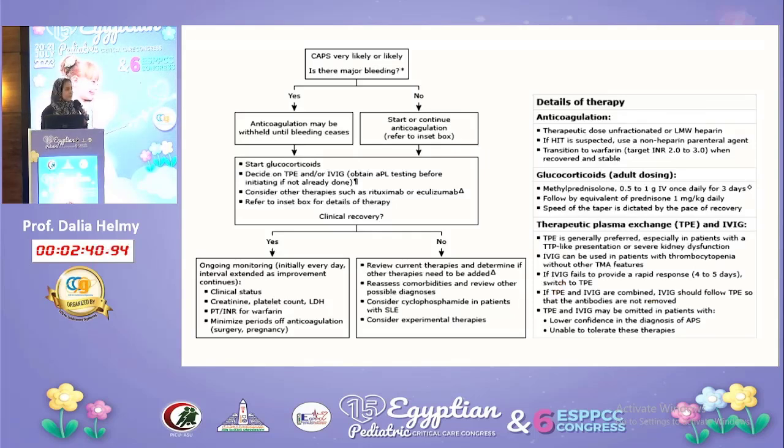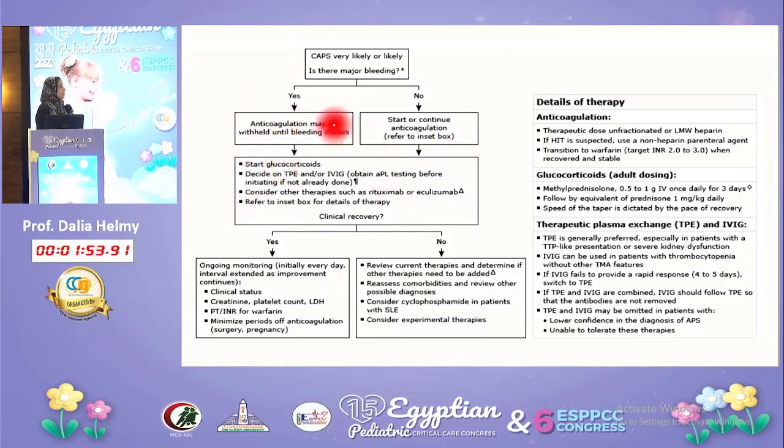So coming to this algorithm, we start with CAPS which is very likely or likely. Why is it very likely or likely? Because at presentation, we don't have laboratory confirmation of pathogenic antiphospholipid antibodies, which should be repeated at least 12 weeks later to confirm that it is positive, and we will not go to do a biopsy for the patient. But large and small vessel occlusion in a critically ill patient in less than 1 week should put catastrophic antiphospholipid antibody syndrome on the top of the list, with evidence of hypercytokinemia and increased acute phase reactants. So if the patient doesn't have bleeding, we'll start anticoagulation.